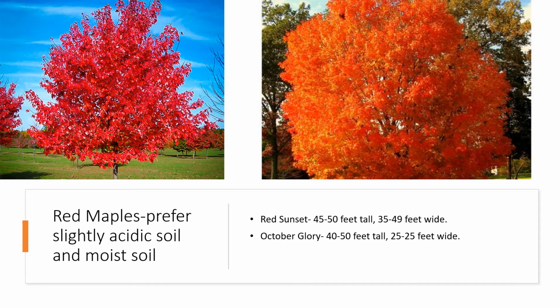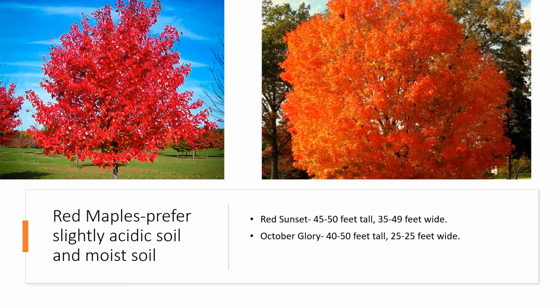So the first group of maple trees that I really like is the red maples. They do prefer a slightly acidic soil. That's why we want you to do your soil test, where we know your pH, and it will grow fastest and be the healthiest tree it can be in a moist soil, not wet but moist. It can actually probably take a little bit of wet as well.